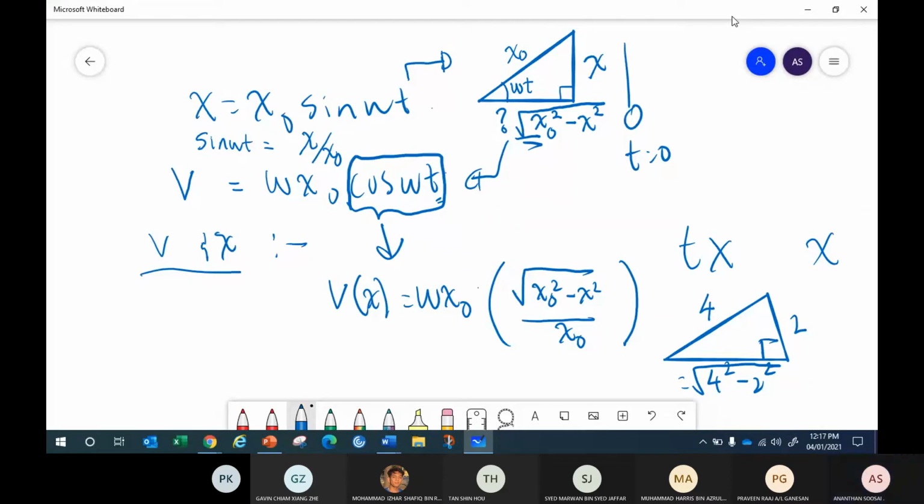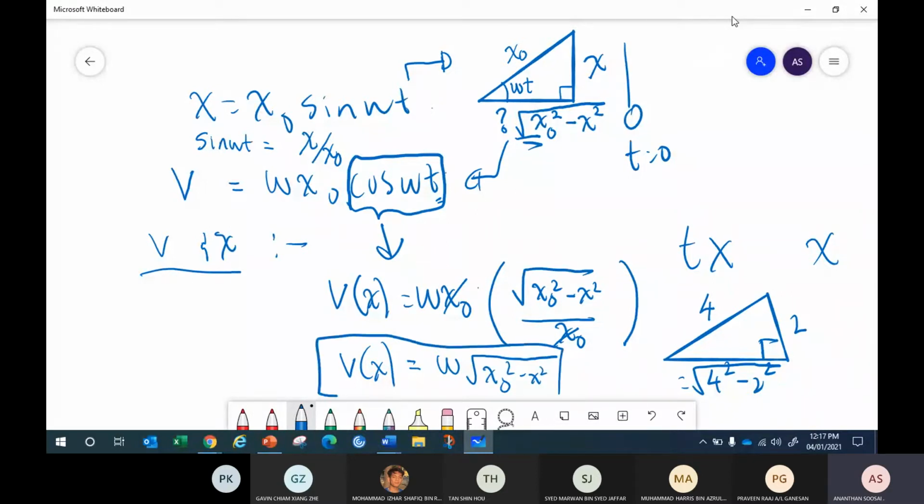Okay. So the formula is going to be modified to what? x naught cancels, and it tends to become omega root of x naught squared minus x squared. This is the formula for velocity in terms of any displacement. This is the new formula to find velocity at any given displacement. Any questions from here?